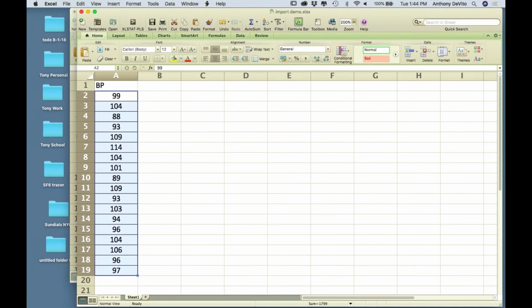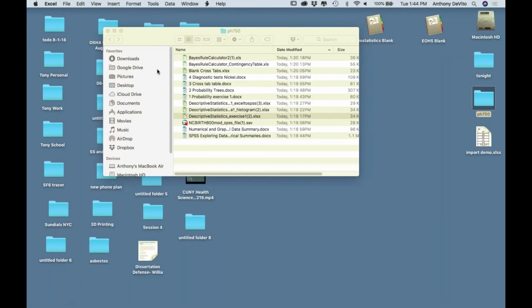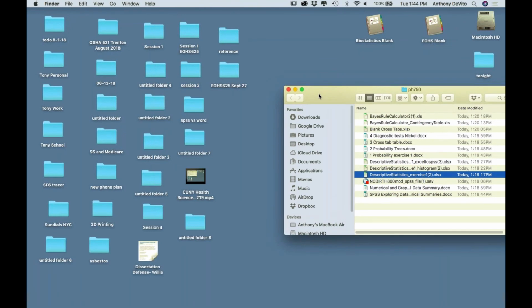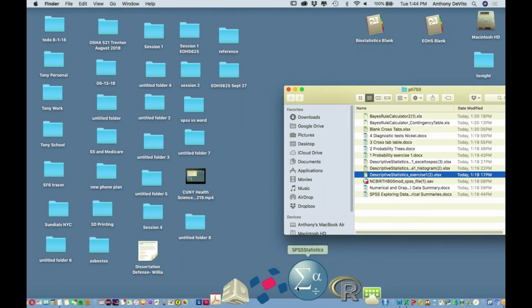So now here's my numbers. The top row is my variable name, blood pressure, right? So I want to bring these into SPSS. I've saved the file to my desktop. The first thing I need to do is close the file. SPSS will not import files from another program that are open in that program, right? It doesn't want them to get modified. So I'm going to start SPSS after I close that file.